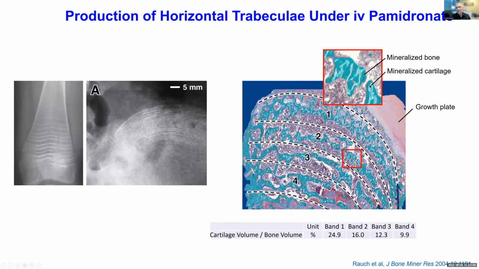What you can do is you can also distinguish mineralized bone, which is darker than mineralized cartilage. So you can distinguish what is mineralized cartilage from the growth plate that's remaining in each of these layers of bone. And we quantify that, and we see that with increasing distance from the growth plate, you get less and less cartilage. So this indicates that the bone that's formed under bisphosphonate treatment and that makes these lines is remodeled. So over time, you get a lesser percentage of mineralized cartilage in the bone.